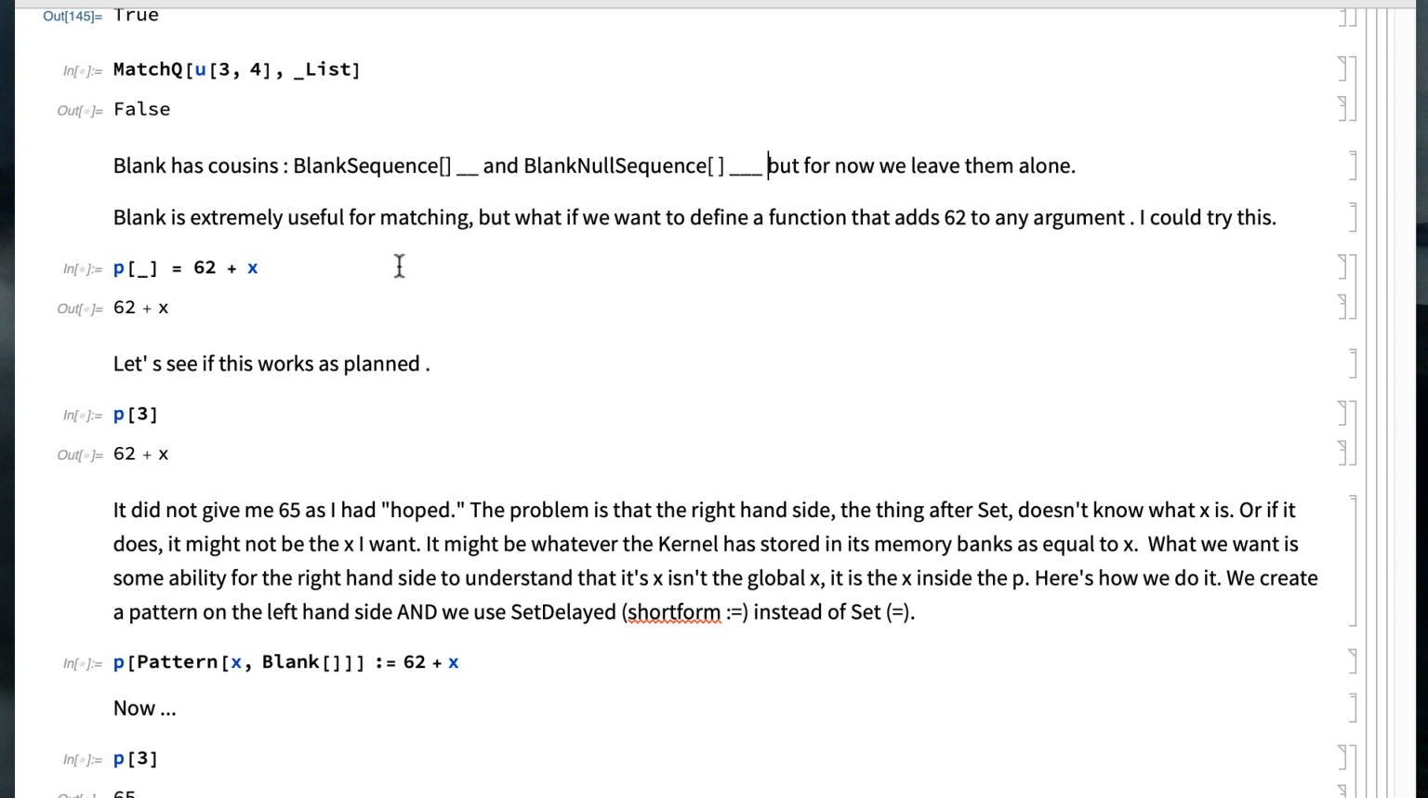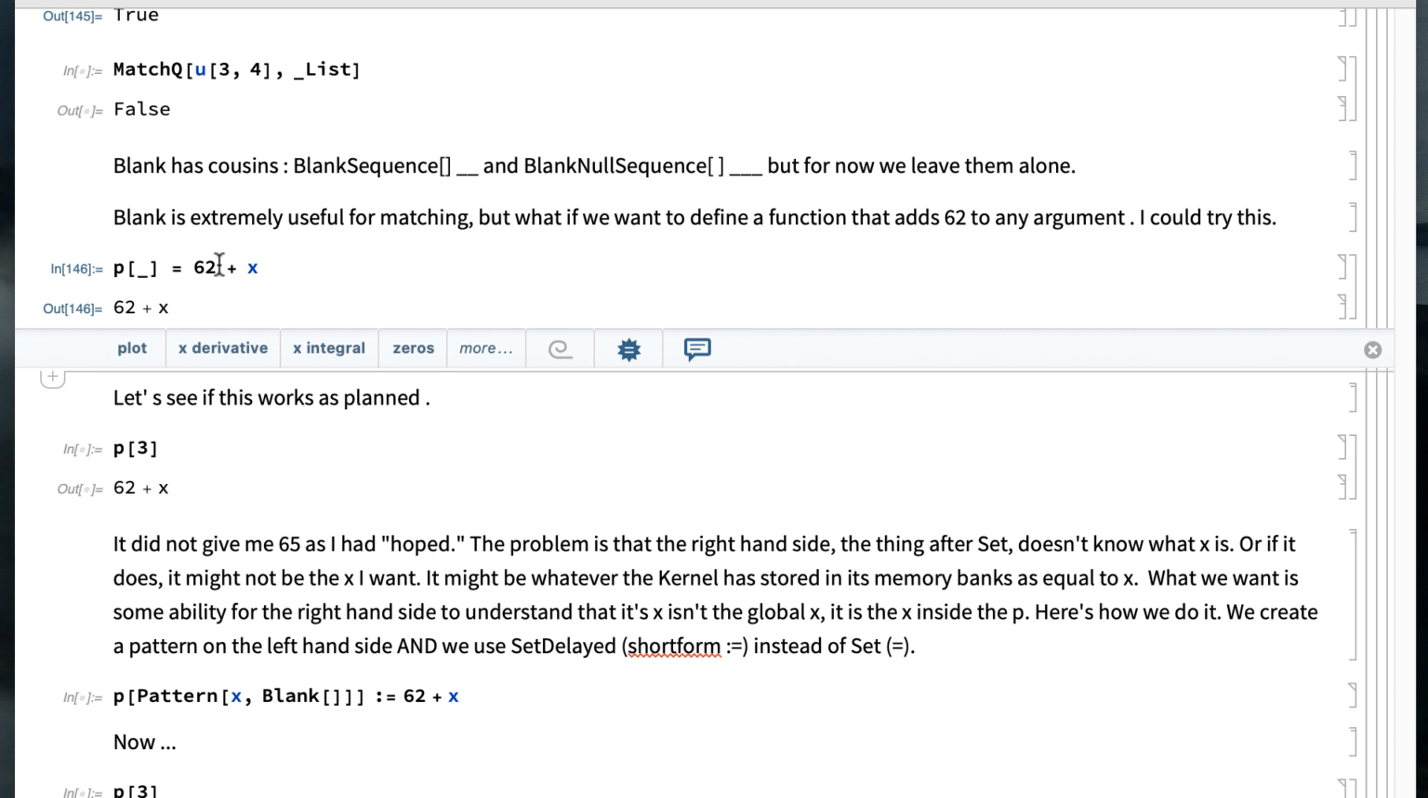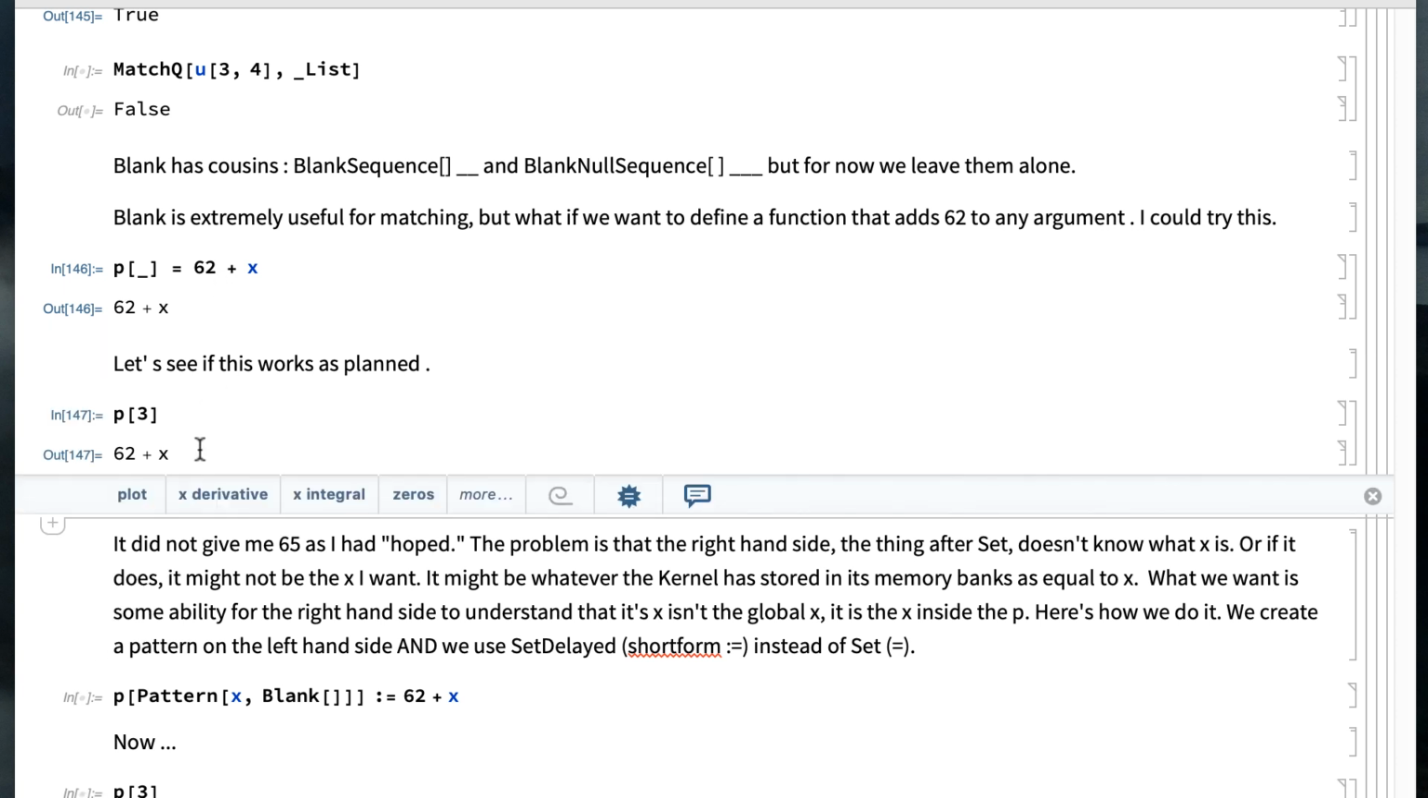All right, so we're making progress. We've gotten to Blank, but now let's have a problem. Supposing I want to write a function, and it says anytime you see something, add 62 to this. So I write, hey, anytime you see something, add 62 to that something. Okay, so let's see if this works. I'll say, what's P of 3? And I'm hoping I'm going to get 65, but no, I'm not. And so that's not good because the problem is here. See, this is blue. It doesn't know what X is.